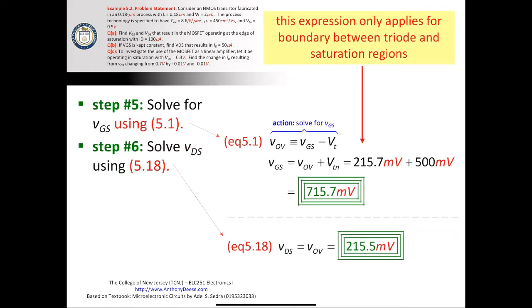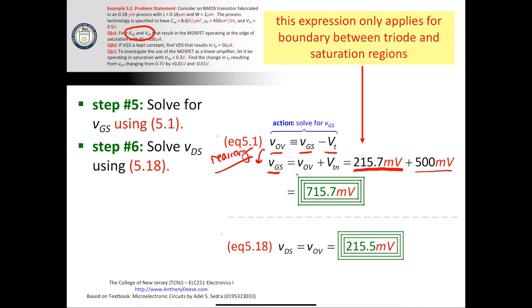Next. So specifically what it asks us for in this problem are VGS and VDS. So we need to convert between VOV and VGS. We know that VOV is equal to VGS minus the threshold voltage. The threshold voltage is given to us as 500 millivolts. We know our overdrive voltage is 215.7 millivolts. We got that in the previous part of the problem. And so all we did to go from here to here was rearrange part of that equation.